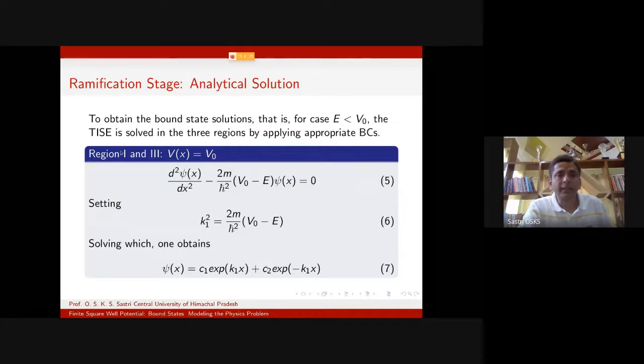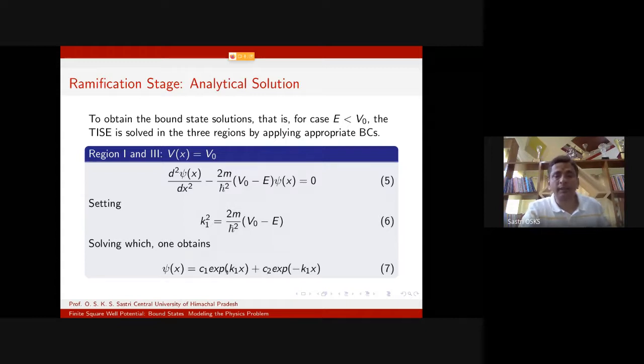In regions 1 and 3, V of x is equal to V naught. So you substitute V naught, and you get 2m by h cross squared times V naught minus E. Actually it was E minus V naught, so I took a minus sign out, so you get V naught minus E so that this remains positive. And K1 squared will be 2m by h cross squared times V naught minus E. So you will have the homogeneous equation, m1 squared minus K1 squared equal to 0. So you get this, right? All of us know this.